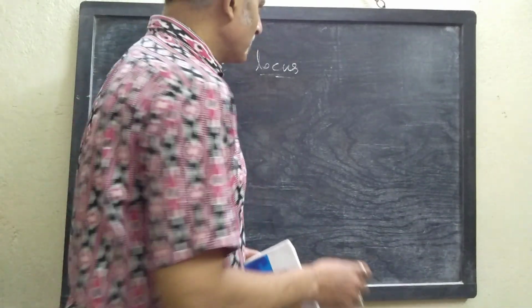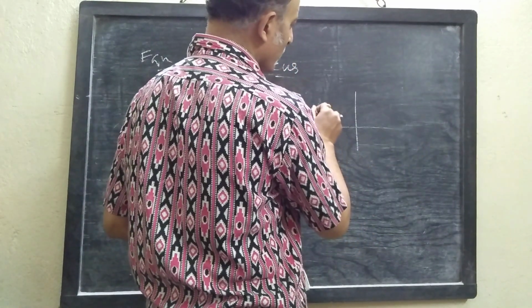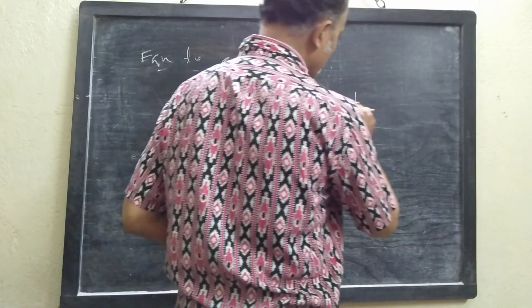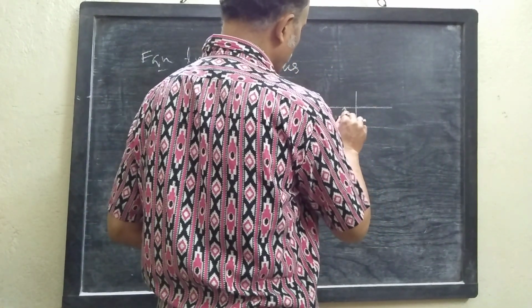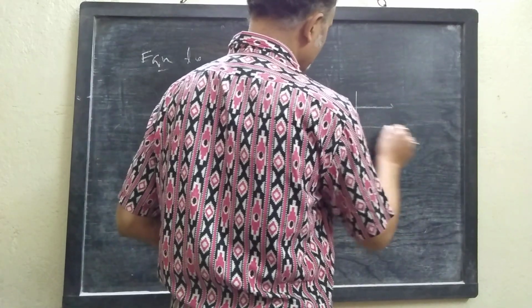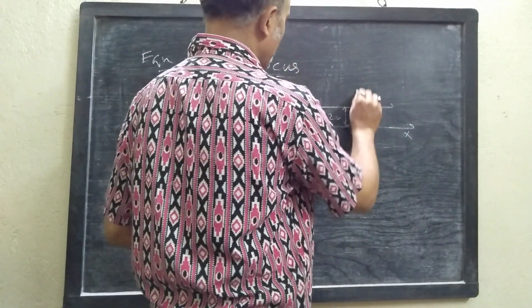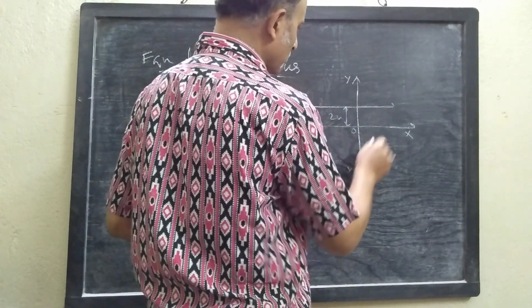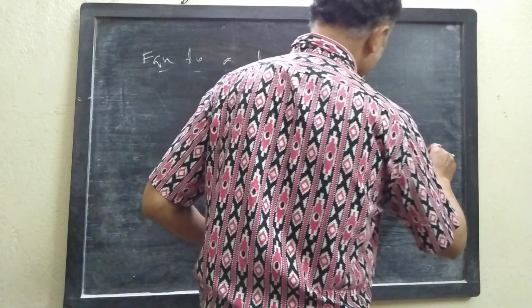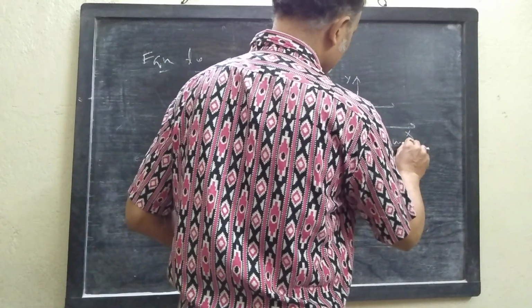For example, suppose a point is moving keeping a distance of 2 units from the x-axis. This distance is 2 units. This is the x-axis and this is the y-axis. Look, the straight line may be below the x-axis, because in that case also the distance may be 2 units.